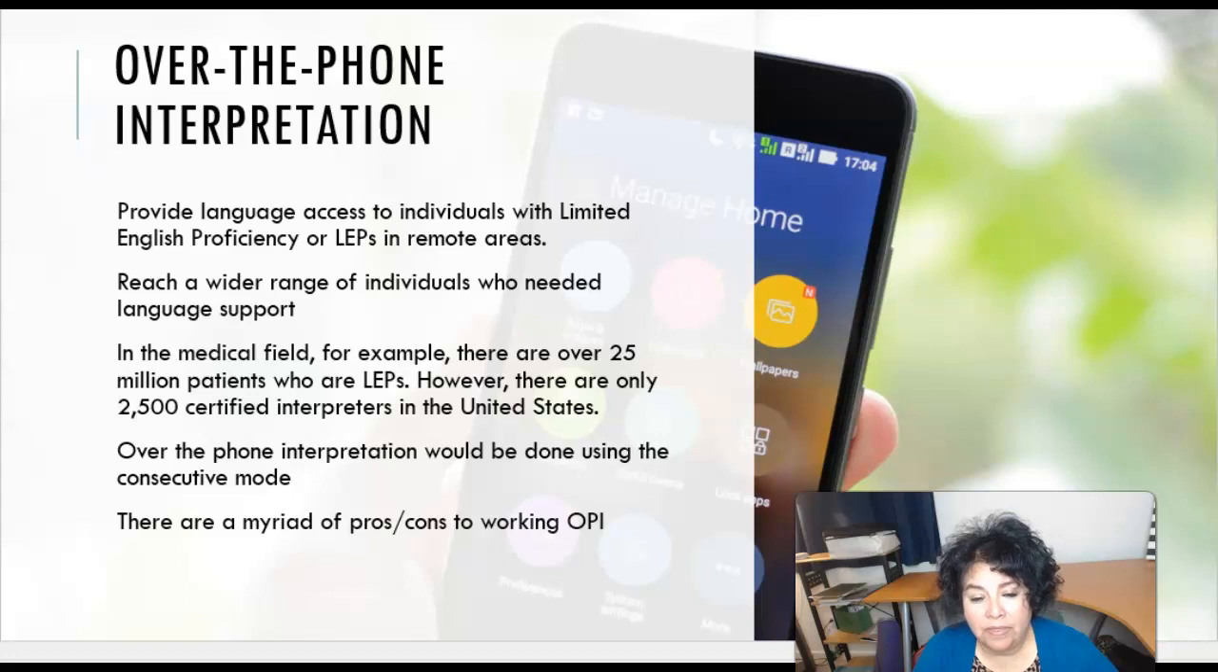Here, there's a note that there's only 2,500 certified interpreters in the United States. Just to give you an idea of the big gap in terms of the need for interpreters and the interpreters that are available. So yes, consecutive mode, because it would be very difficult, right, to be talking at the same time that someone is talking on the phone. In remote video, it is easier to do a simultaneous, but at the same time, because of the sound, there's some challenges, and I'll address them shortly.